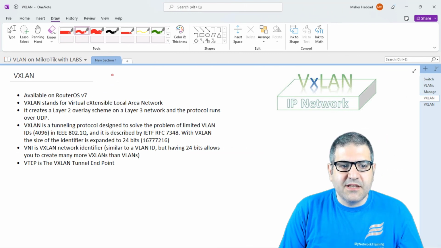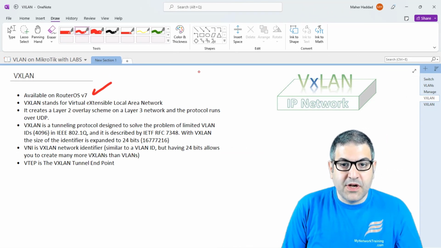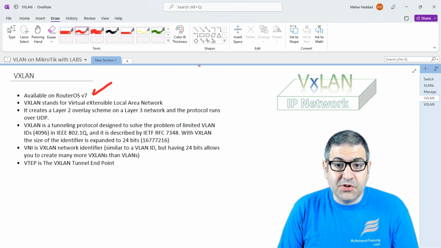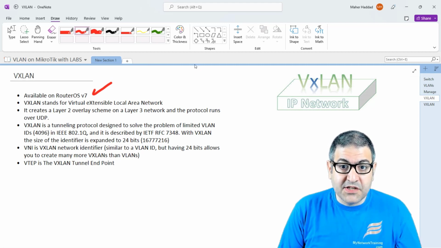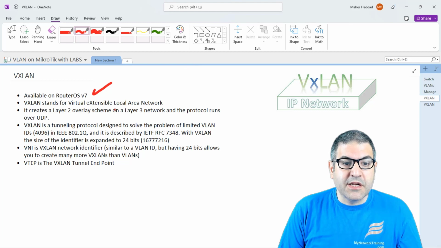So what is VXLAN? First of all, we have to remember that VXLAN is available on RouterOS version 7. So if you want to use this feature, then you should have RouterOS version 7 on the one where you want to implement the VXLAN. VXLAN means Virtual Extensible Local Area Network. So we know VLAN is Virtual Local Area Network. VXLAN is Virtual Extensible Local Area Network. What it does is create a layer 2 overlay scheme on a layer 3 network, and the protocol runs over UDP.